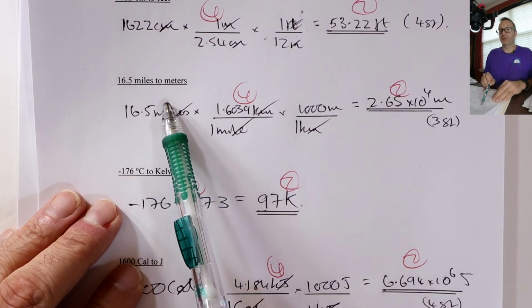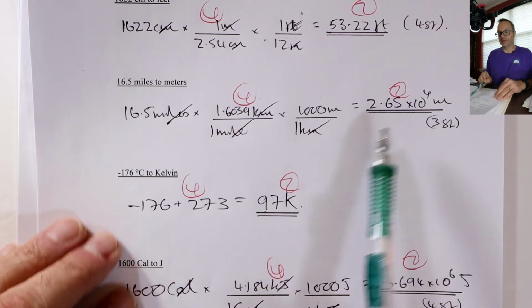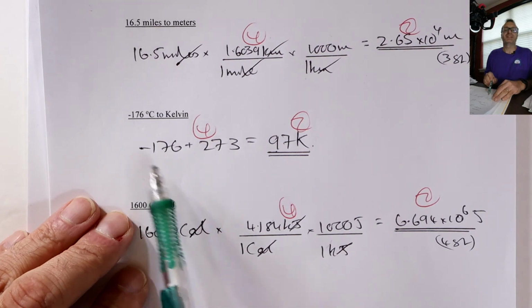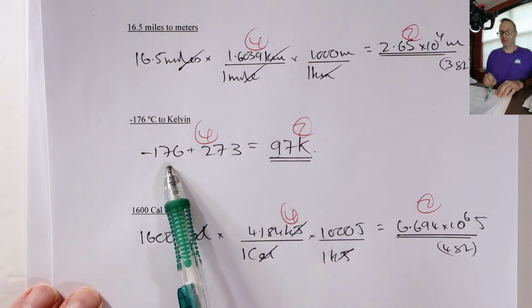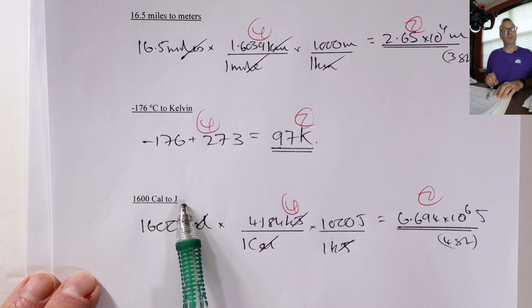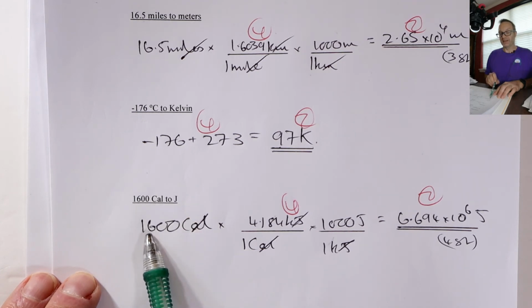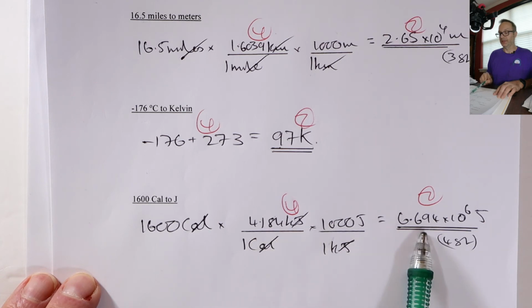Okay. 16.5 miles to meters, miles to kilometers, kilometers to meters. There we go. One or two people missed this. It's so easy, right? You just add 273 Celsius to Kelvin, subtract the other way, right? So 97 is minus 176 degrees C. And then calories to joules. Be careful because the converter in the back is calories to kilojoules. So you have to go calories with a big C to kilojoules, kilojoules to joules, and then this number. Again, had to be in scientific notation.